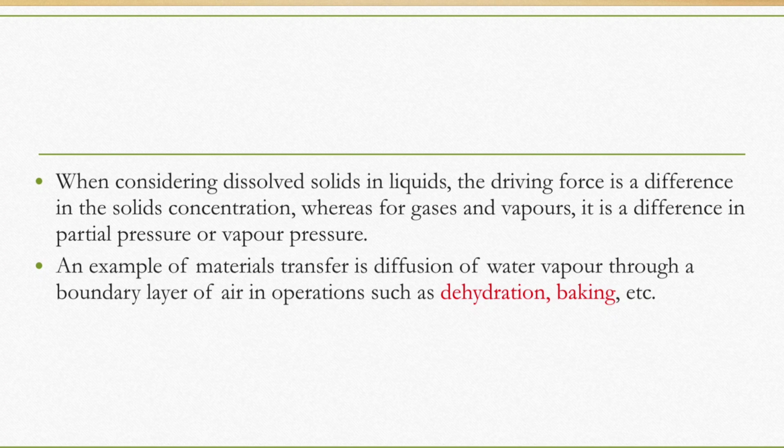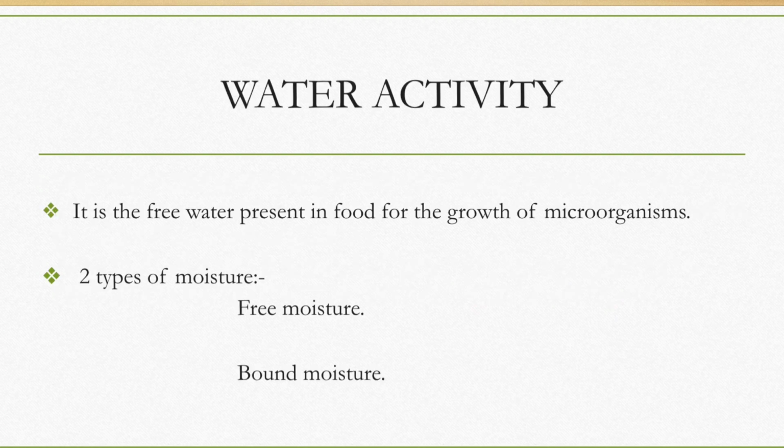One example of material transfer is the diffusion of water vapor. This diffusion of water vapor usually occurs through a boundary layer of air, and this operation is called dehydration. The examples for such a transfer are dehydration or baking. I think you're clear with it. Now moving to the next slide.